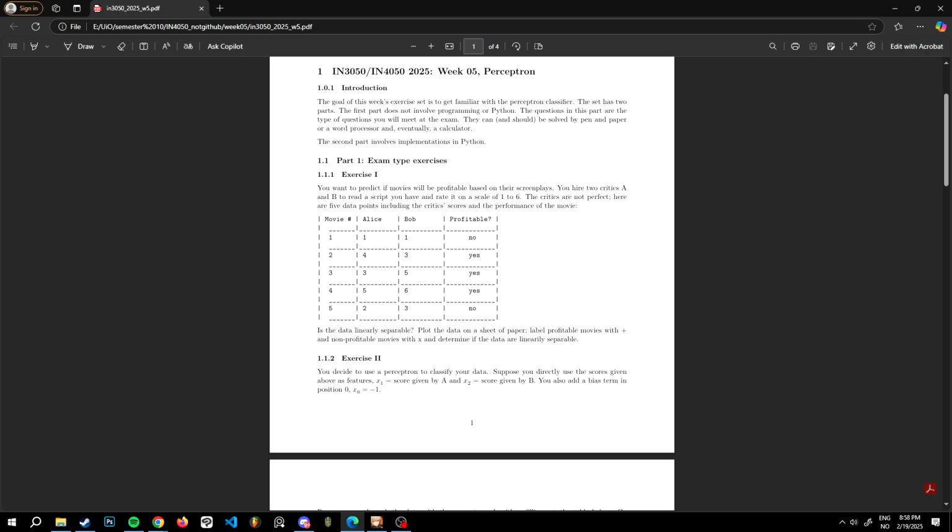The question in this exercise is basically asking, is the data linearly separable? Plot the data on a sheet of paper, label profitable movies with plus and non-profitable movies with X, and determine if the data are linearly separable.